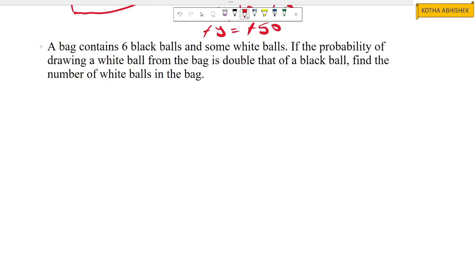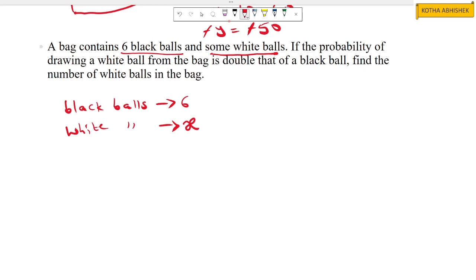Moving to the next question. A bag contains 6 black balls. Number of black balls are 6. Next, and some white balls. How many white balls are there? He did not mention that. So that's why I'm taking number of white balls as some x.